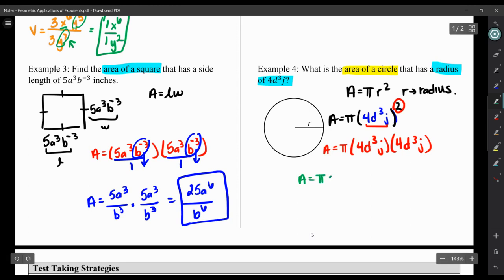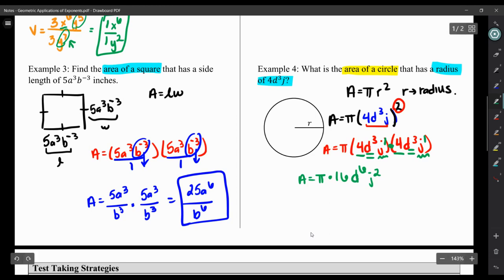So far we just have pi sitting here multiplied to a bunch of stuff. So 4 times 4 is 16. D to the third times d to the third. When you are multiplying, add your exponents. So 3 plus 3 makes 6. And then j times j will be j squared, because there's a little 1 exponent here that nobody writes.